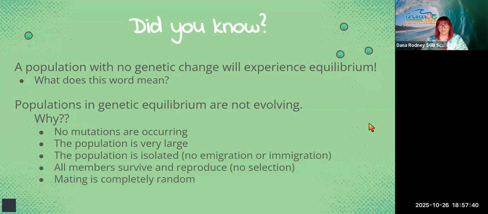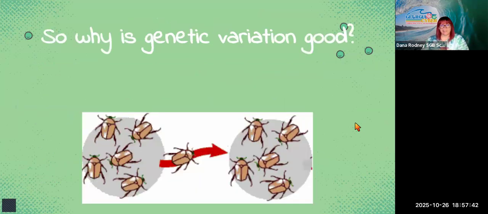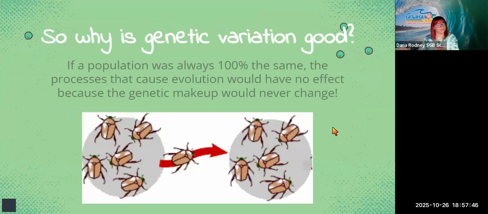Not really. Because we need lots of genetic variation to happen. We want genetic variation because we want evolution to be occurring. If all the populations were the same, processes that cause evolution would have no effect because the genetic makeup would never change.